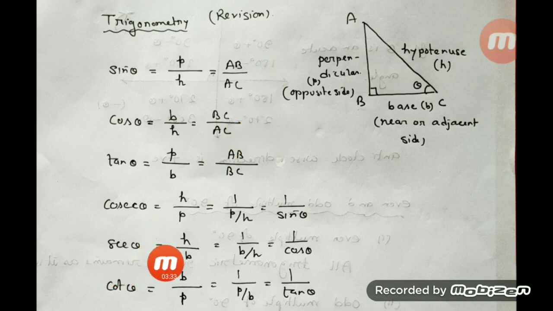Same here in the case of sec. Sec theta is equal to hypotenuse by base, which is the reciprocal of what? Cos. So sec theta is equal to 1 by cos theta. Or in other words, cos theta is 1 by sec theta. Now go to cot. Cot is base by perpendicular, which is the reciprocal of what? Tan. So cot theta can be written as 1 by tan theta, or tan theta can be written as 1 by cot theta. Hope you remember these things.